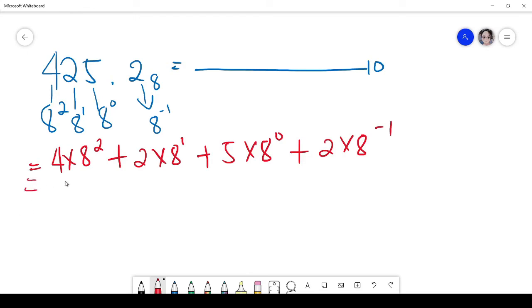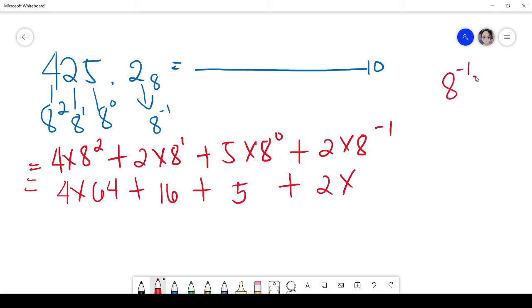Okay, let's substitute. 4 times 8 times 8, 64. Plus 2 times 8, 8 to the power of 1 is 8, so 8 times 2 is 16. 8 to the power of 0 is 1, so 1 times 5 is 5, plus 2 times, what is 8 to the negative 1? So 8 to the negative 1 is 1/8 or 0.125.